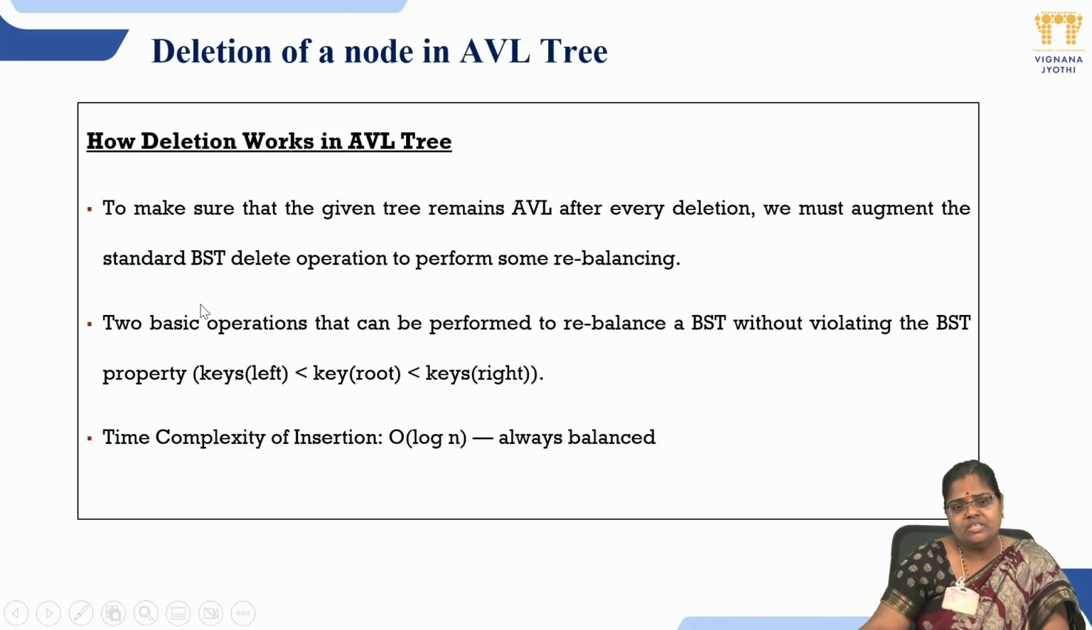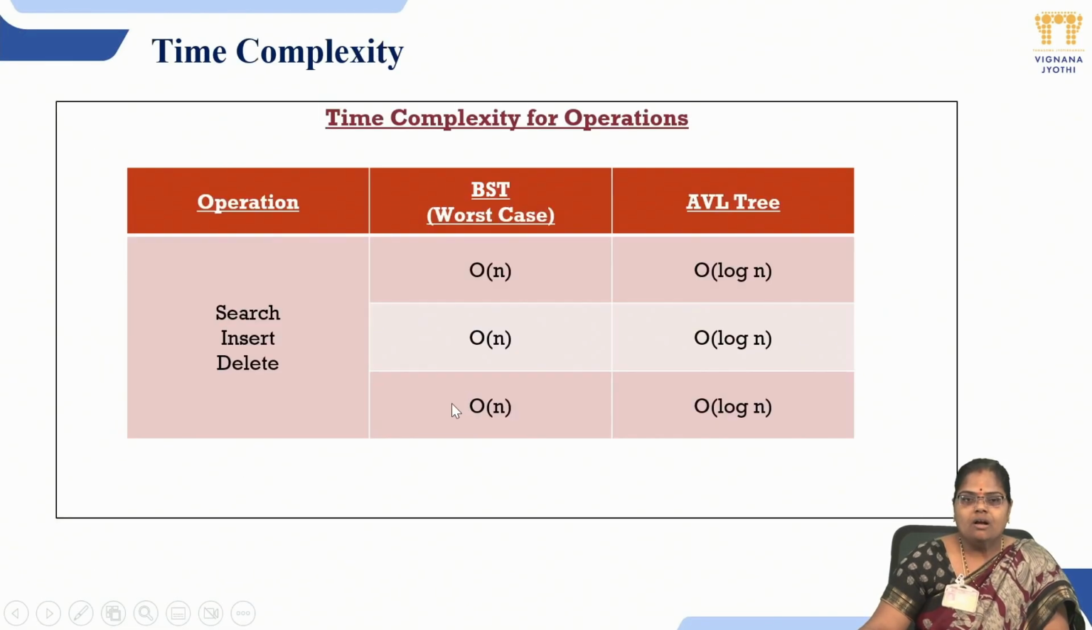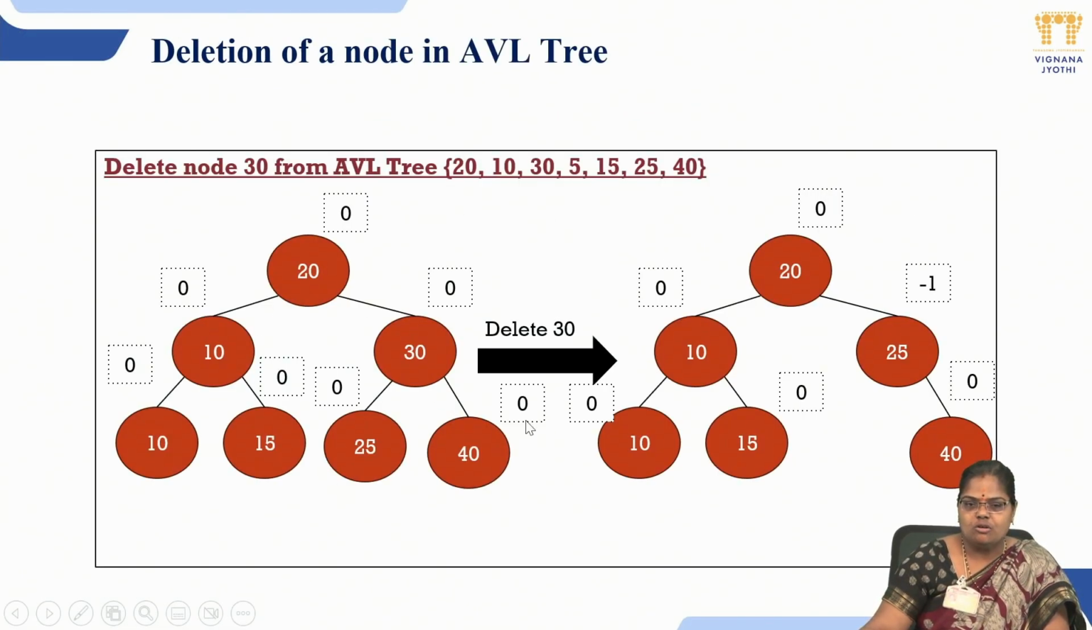The same rules apply for the deletion operation in an AVL tree. The purpose of going for this is we have a time complexity of big O of log n, which is always a balanced tree. Okay, so proceeding further, the deletion operation here. For example, in this example, if you consider we are trying to delete a node 30. This falls under the category of a node with 2 children. There are 2 children for that particular node.